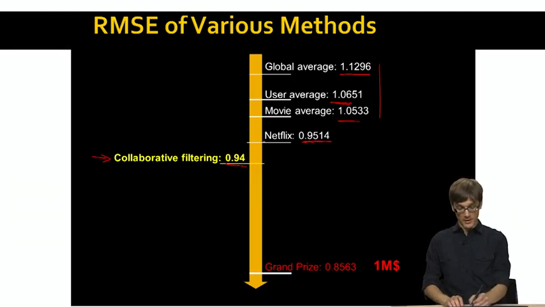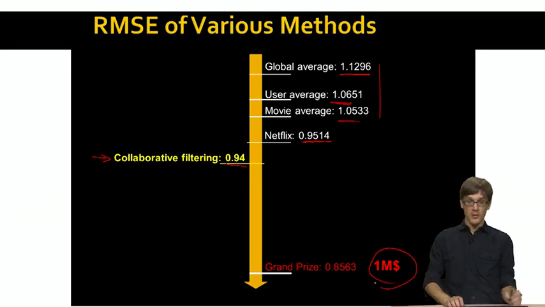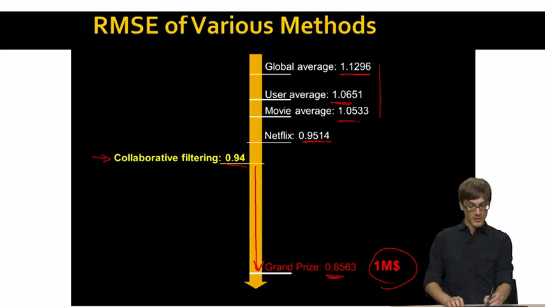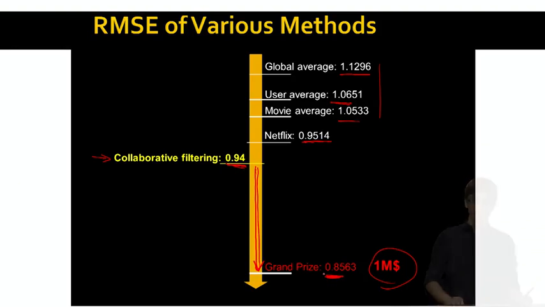Of course, the $1 million model is down here. We need to be at 0.85. What we will do in the rest of the videos on recommender systems is learn how to go all the way down to here and win the $1 million. Right now, collaborative filtering is at 0.94. The question is, what kind of methods can we use to get all the way down and reduce our error to 0.85? So that's the idea.